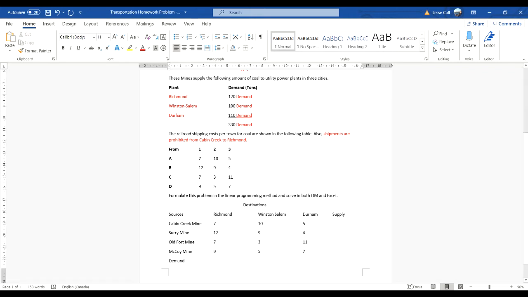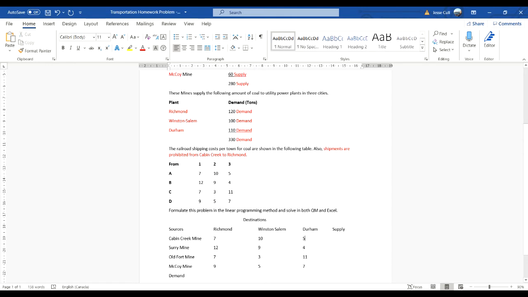What we've done is transpose this chart and add it to the chart that's easy to interpret down here. Now we'll add in our supply as well.